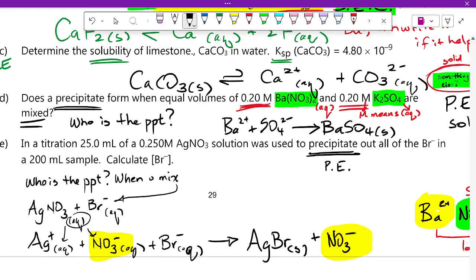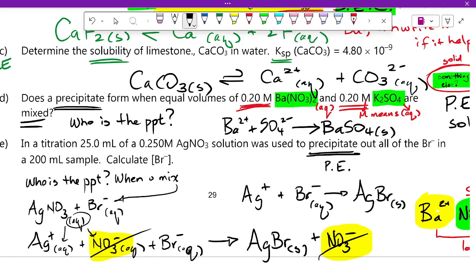Or if it were me, I would be like, that nitrate is irritating because it's not really doing anything. It's just hanging about, making the equation more complicated. So I would have a tendency just to write Ag plus Br minus, one-way arrow, because this precipitation equation gives AgBr solid. Is that good? Okay.